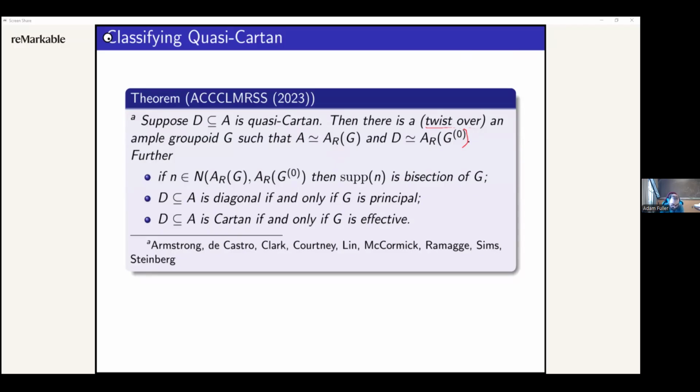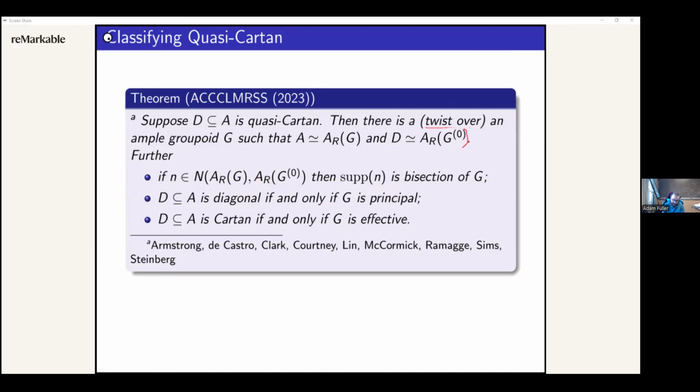But whenever we have a quasi-Cartan inclusion, there is a groupoid G, or a twist over G, so that the larger algebra is the Steinberg algebra and the smaller algebra is the algebra over the units. And how this relates to the subalgebras: firstly, if n is a normalizer, then its support is a bisection. So the only normalizers are the ones coming from bisections. This is called the local bisection hypothesis.